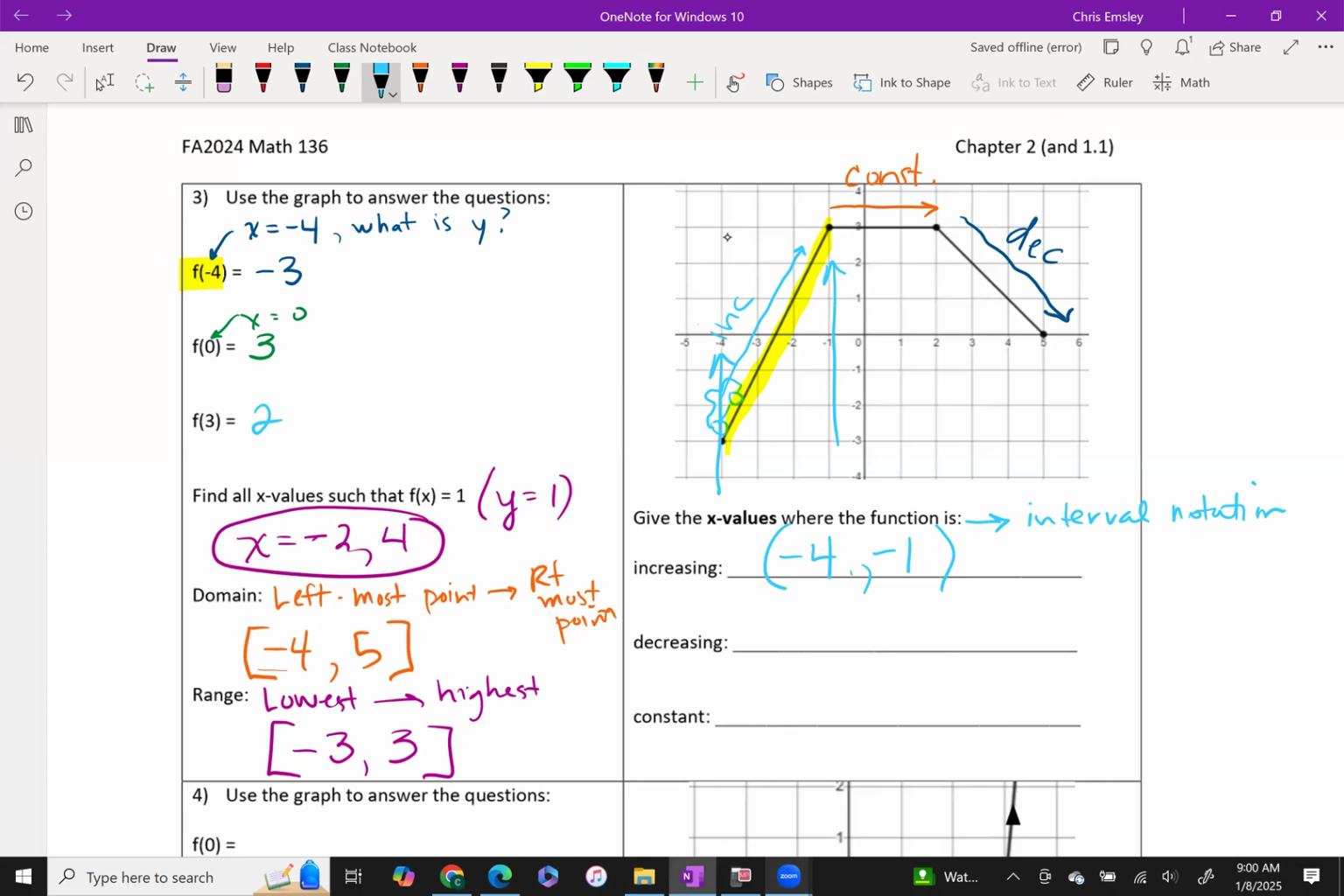My next line asks for where it is decreasing, and that was this section we labeled over here on the right. It starts decreasing right here at X equals 2, and it stops right here at X equals 5. So it is decreasing for X values in between 2 and 5. It's this little part right here, right? And then it's constant in between. Again, look at the X values where that constant area begins and ends. It begins here and ends here. So it is constant from -1 to 2.